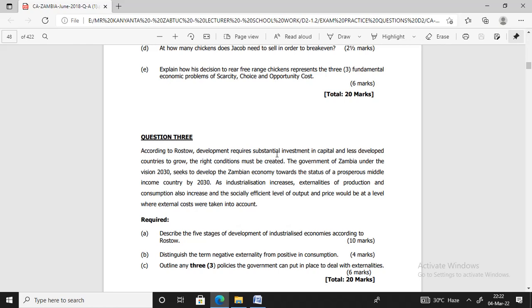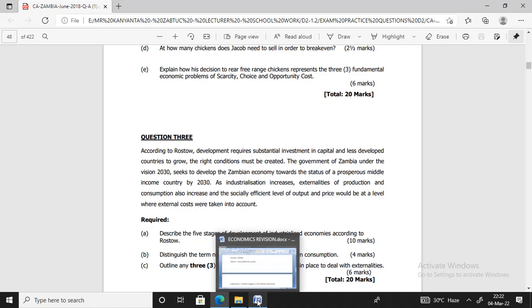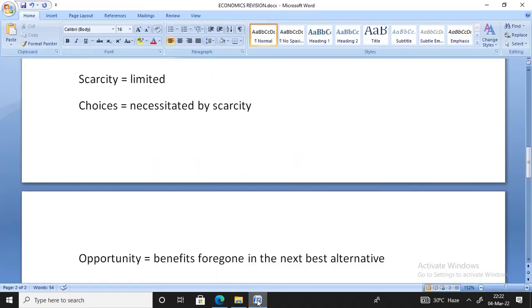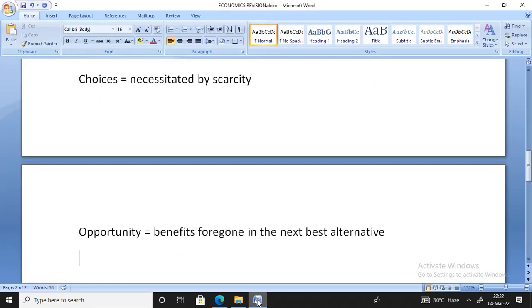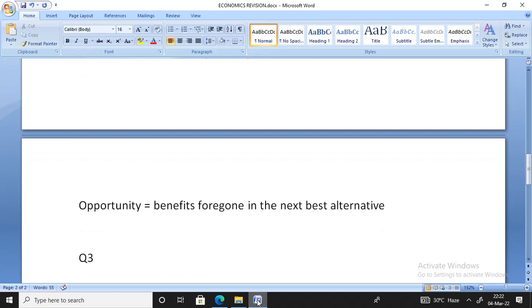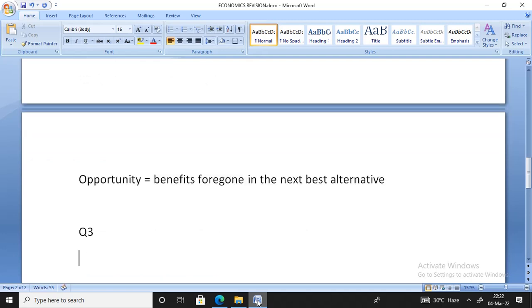So according to Rostow, there are 5 stages of development in industrialization. So stages of development, this is question number 3. So let's go, stages of development.